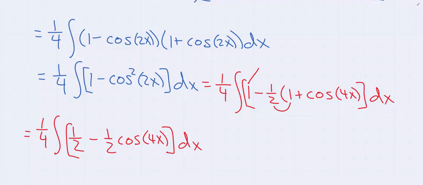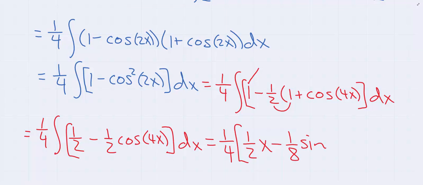Okay. Now I can go through here, and I think at this point I'm ready to roll up my sleeves and integrate. So I've got 1/4, and in here I've got 1/2 x minus 1/8 sine 4x plus c. And there you have it. Okay. Does everybody see how that works?